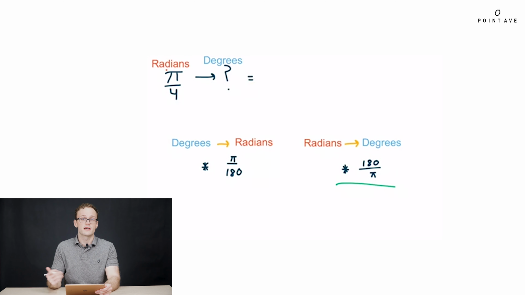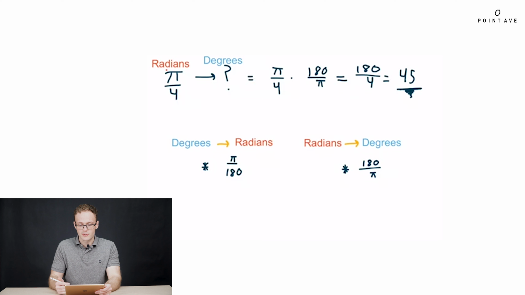Let's do one more example going the other way. So let's say pi over 4 radians equals how many degrees? So we need to multiply by 180 over pi, like we found earlier. Doing so is going to give us, evaluating, 180 over 4 after the pi's cancel, and then finally 45. So pi over 4 is equal to 45 degrees.